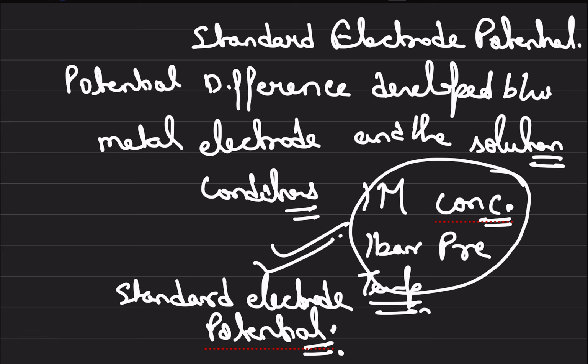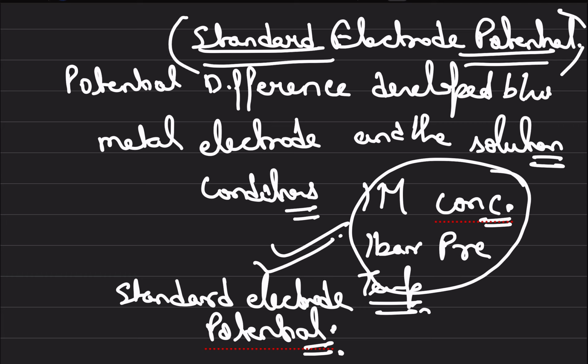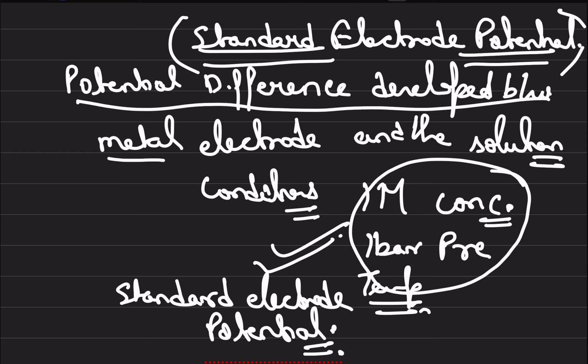Today, in the electrochemistry topic, we will see the concept of the standard electrode potential. What is the standard electrode potential? It is the potential difference which is developed between the metal electrode and the solution.